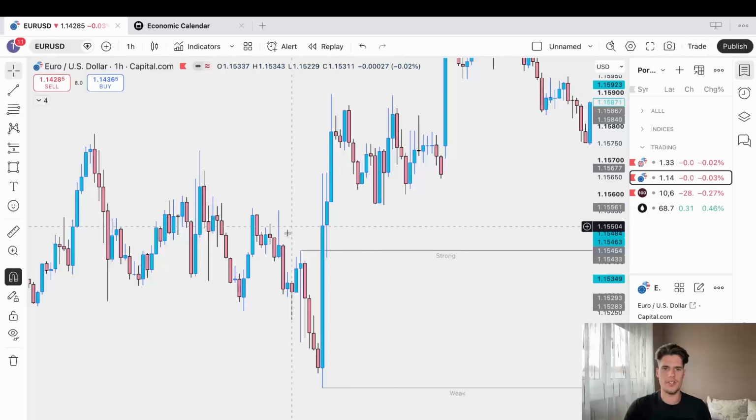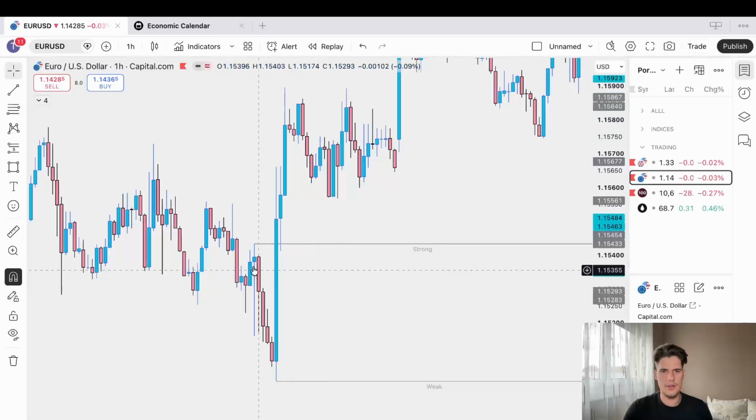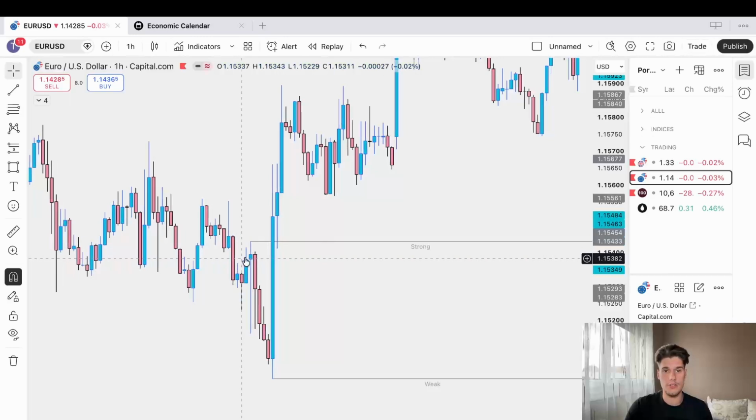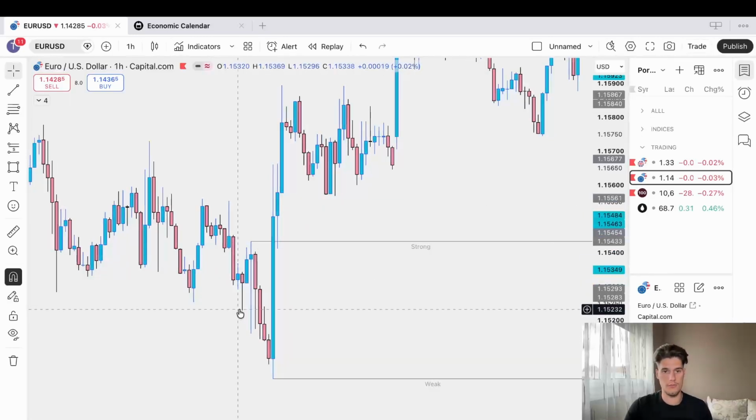So this is our first example. Here is the beginning of the move and here is the bottom of the move, which means this is the weak side of the structure and this is the strong side of the structure, because this was the first, or the previous, structure of the movement.